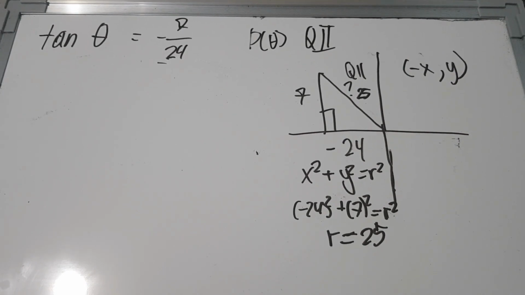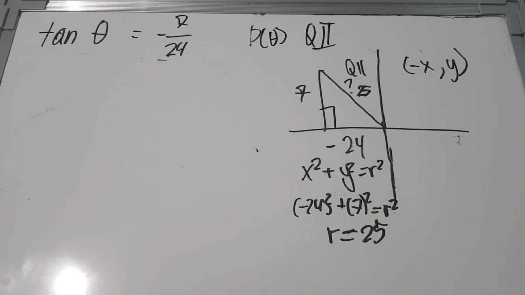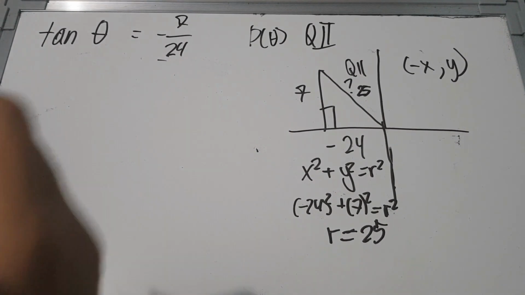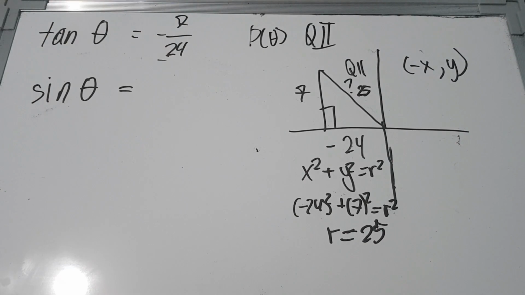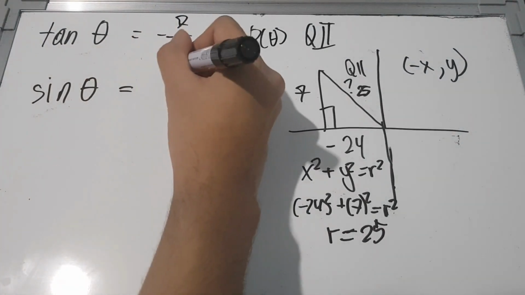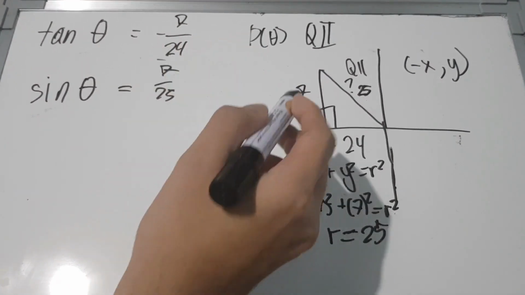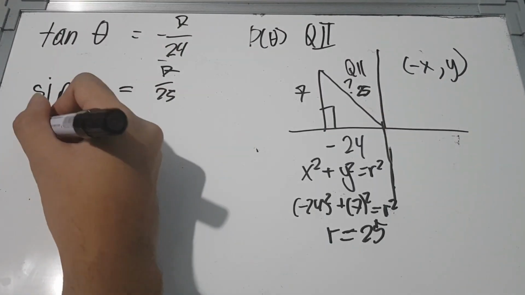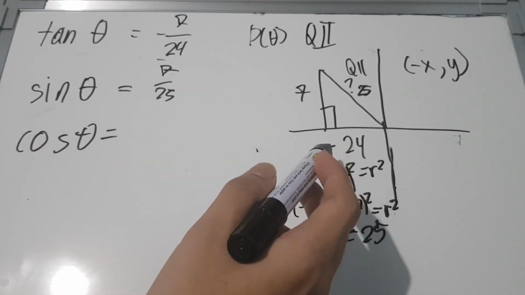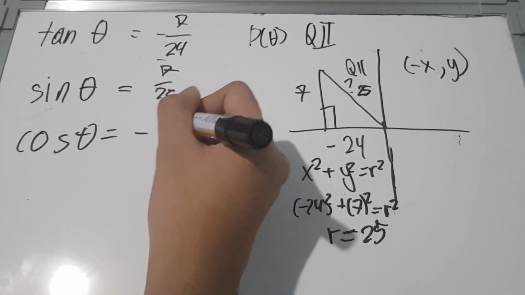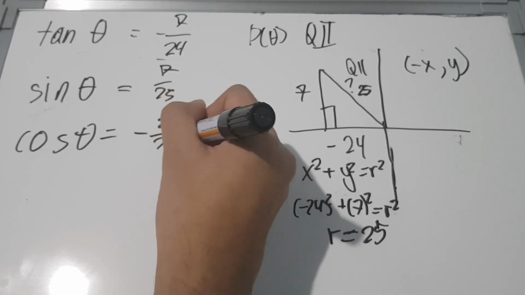Now that we know the hypotenuse, we can proceed into finding the other circular functions. Let's start with sine. Sine is equivalent to opposite over hypotenuse, or 7 over 25. And cosine is equivalent to adjacent over hypotenuse, which is negative 24 over 25.